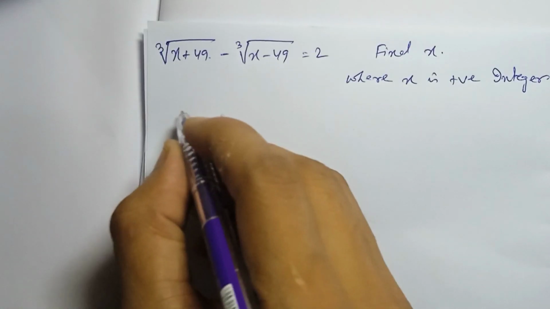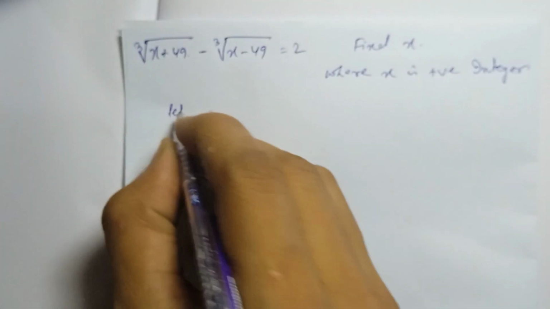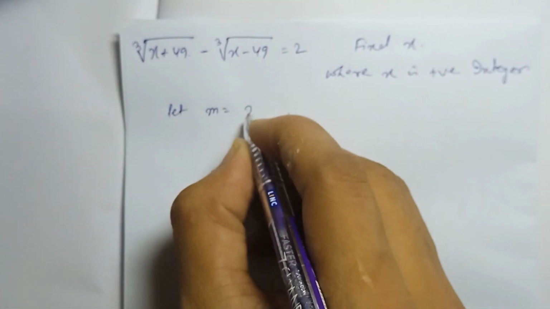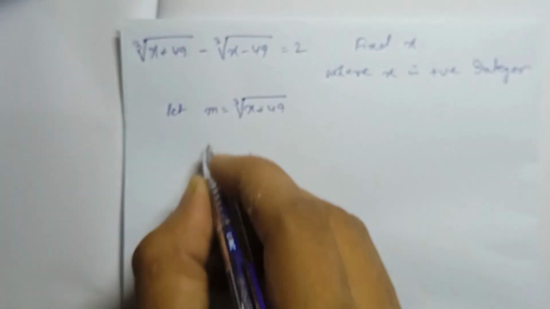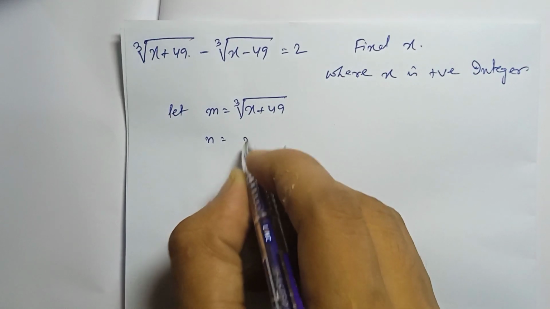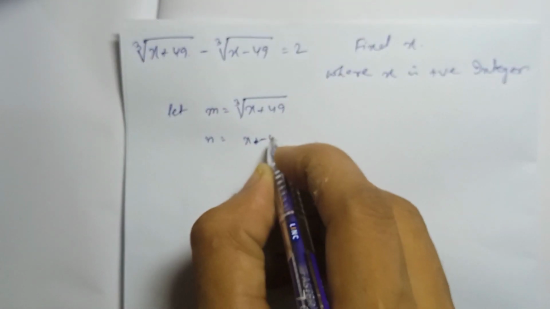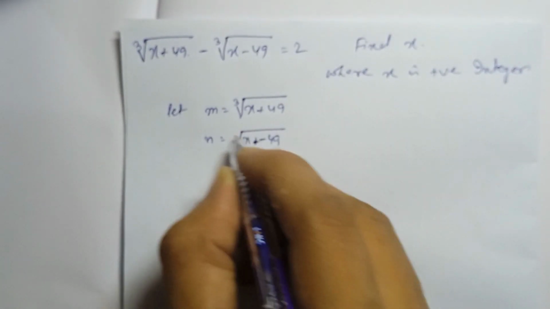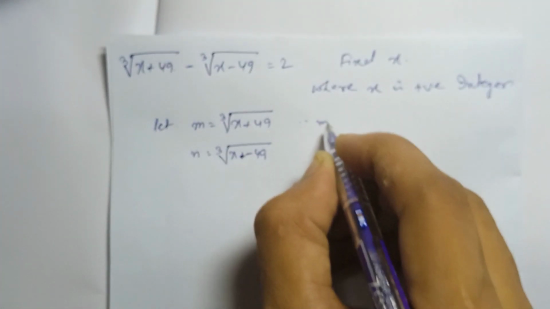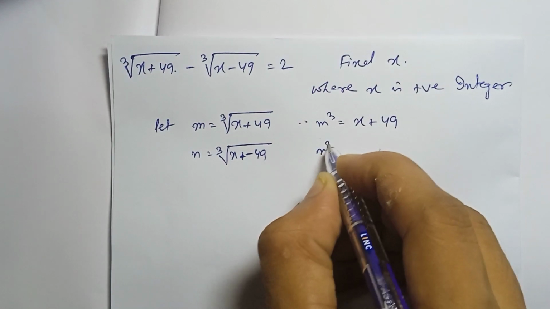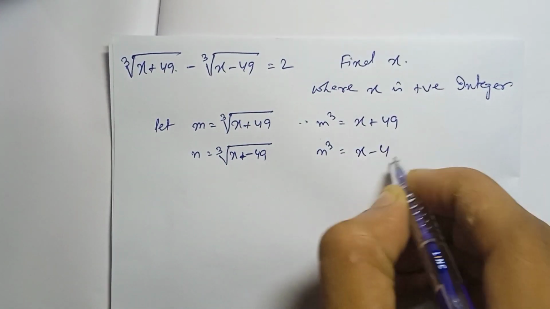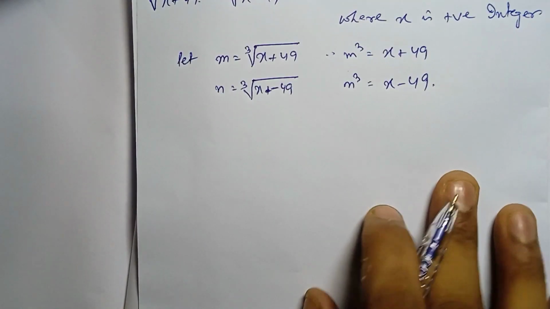Let's solve this equation. First of all, we let m is equal to (x plus 49) to the whole root cube, and n is equal to (x minus 49) to the whole root cube. Therefore m cube is equal to x plus 49, and the same here, n cube is equal to x minus 49.